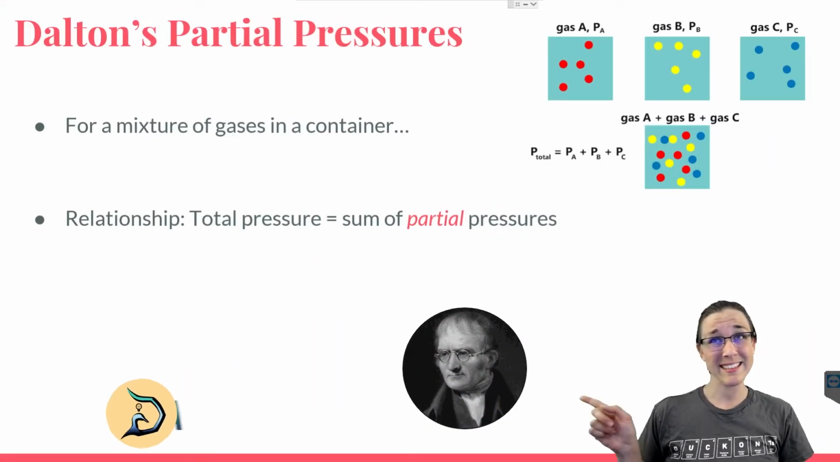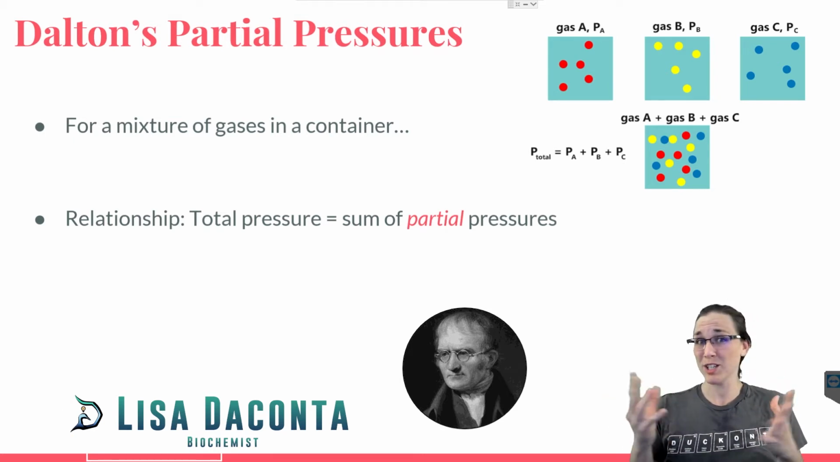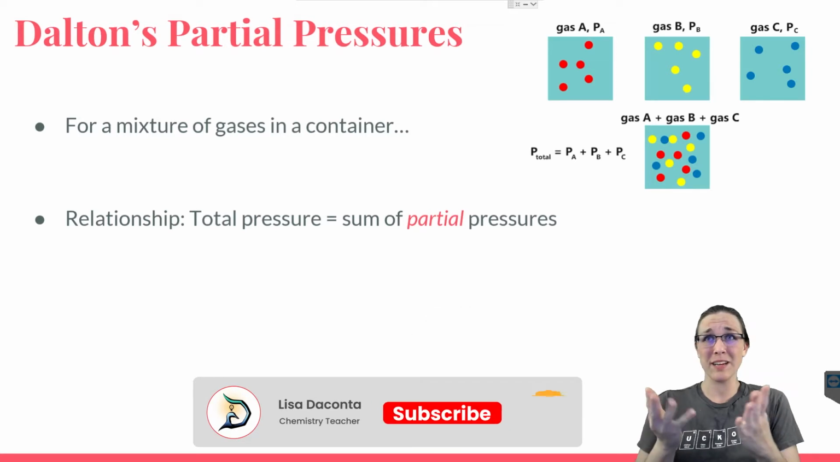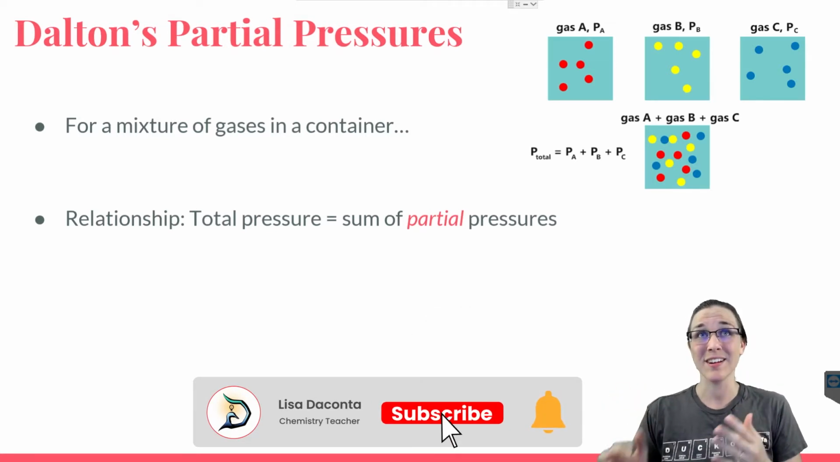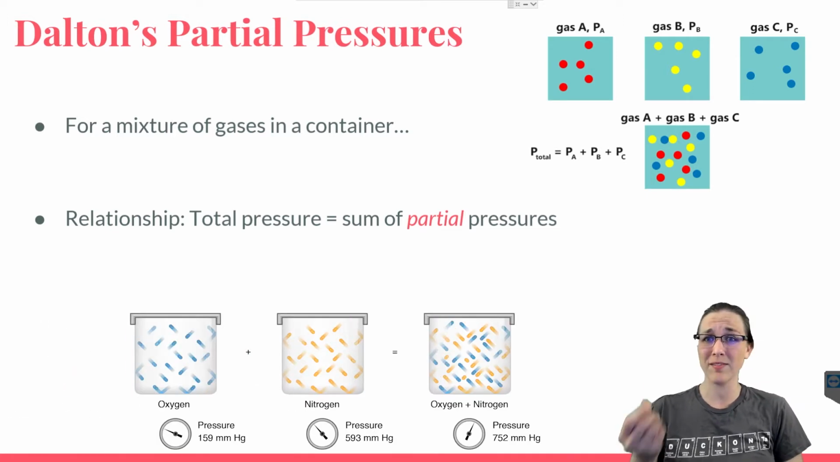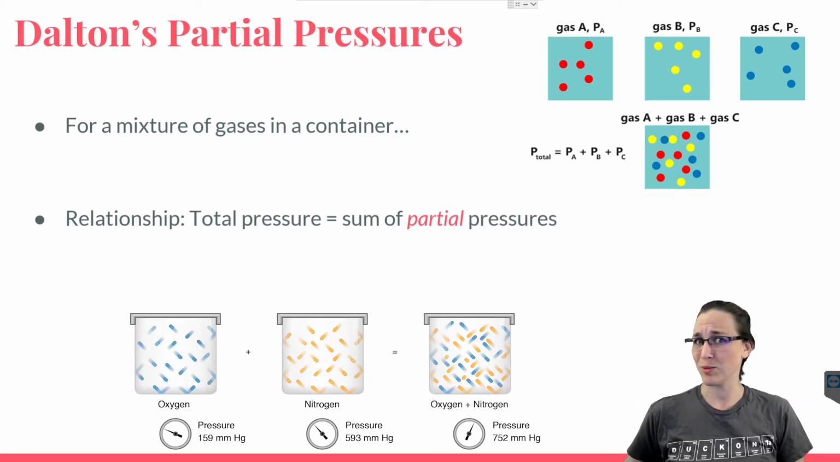So Dalton basically said that if you've got a container that has a bunch of different gases in it, how do we figure out what the pressure is attributed from each gas within that container? And he said, hey, I think the total pressure is just the sum of each individual gas's pressure. And he called those partial pressures. So each gas has its own partial pressure, and that all contributes to the overall pressure of the container that the gases are stored in.